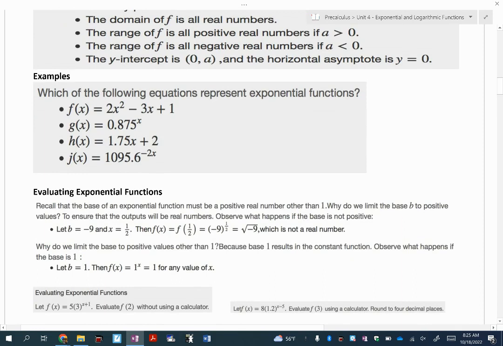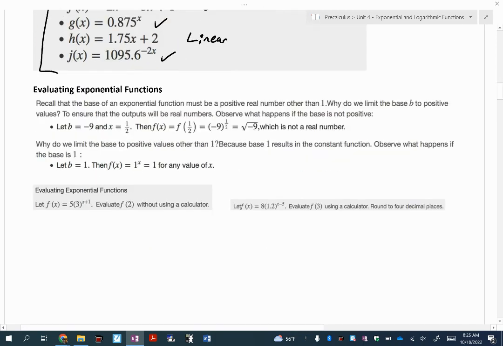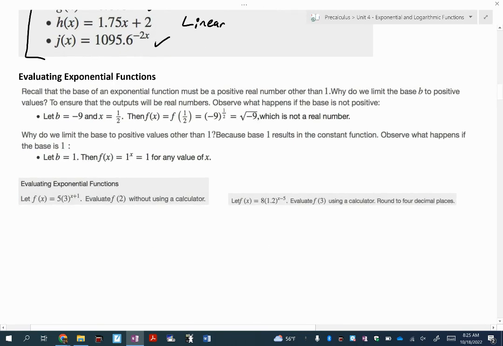So if we just take a look at these 4 functions here, this first one is a quadratic function, so it's not exponential. This one is, right, you notice the exponent contains my variable. This one is a linear function, so not exponential. And then this one is also exponential because it has our variable in the exponent. So just a quick little blurb here about why we put those limitations on there: other than positive bases, that would make an issue in terms of having things that are not real numbers.